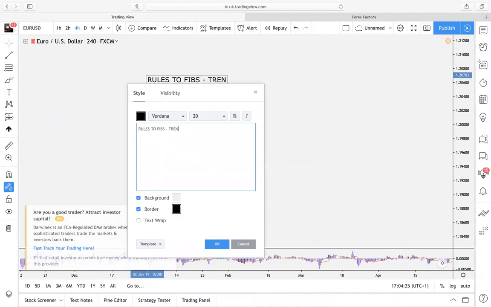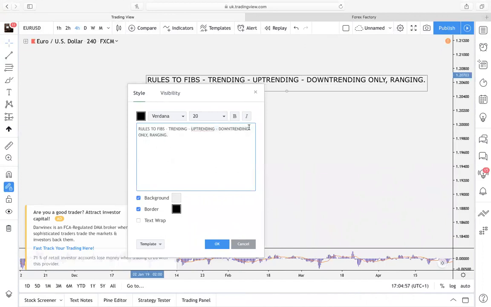We're using it in trending markets only. By that I mean uptrending, downtrending only. All right. Do not use this, I repeat, do not use this for a ranging market. By that I mean consolidation, whatever you want to call it. I'm sorry, I can't spell consolidation. Ranging, obviously. And again with fibs, right? So uptrending, downtrending only. Emphasis on only.